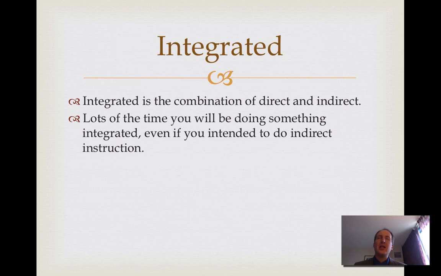Integrated instruction is this combination of direct and indirect. The book talks a lot about it. It seems a little silly to me, to be honest, because good teaching is always going to almost be integrated. It's going to be really hard to get a lesson that is completely direct instruction or completely student-centered indirect instruction.